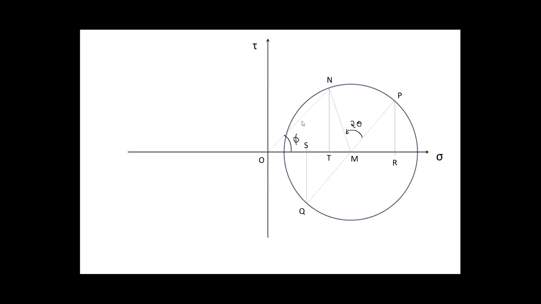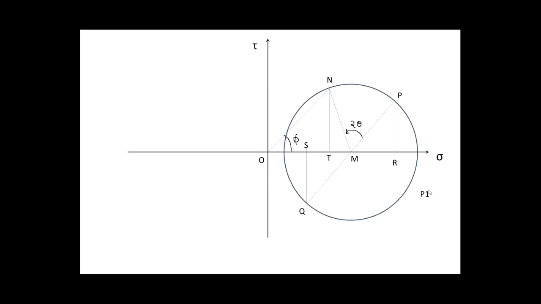So normal stresses, shear stresses and the resultant stress. Normal stress is OT, shear stress is NT, resultant stress is NO, and the angle of obliquity is phi. So that is the first answer. Second answer is magnitude and location of principal stress.